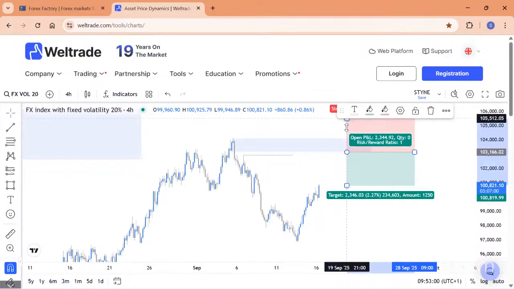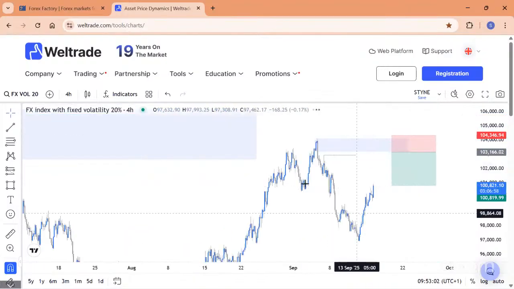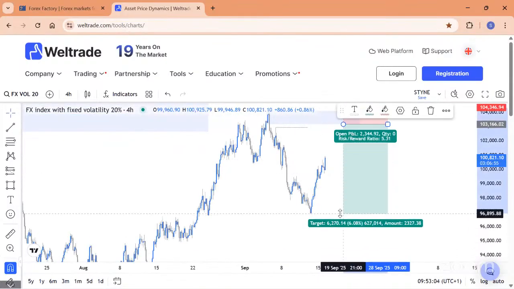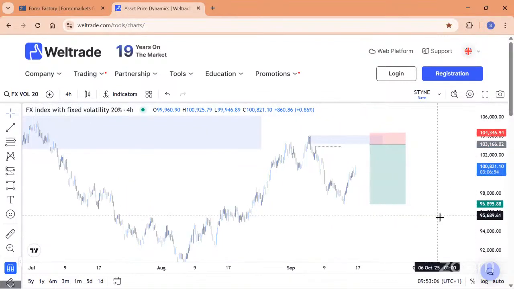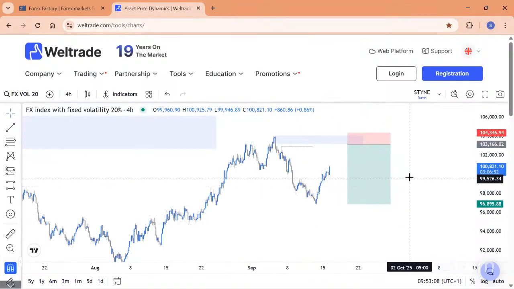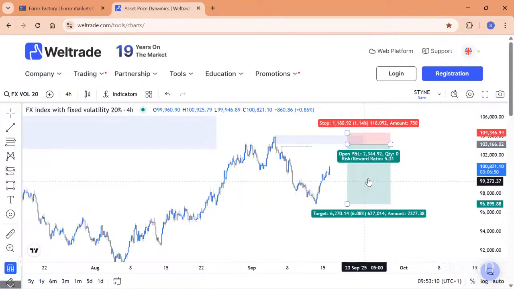So I'm just showing you the few things that I have for synthetic indices. We should look to sell all the way till this low. Is that okay? So let's see how this goes.